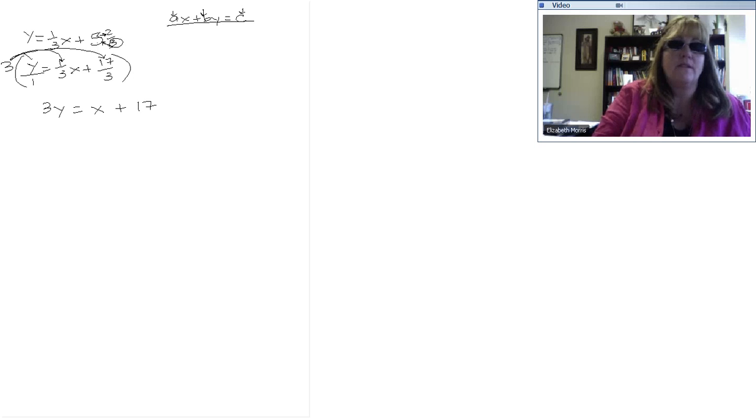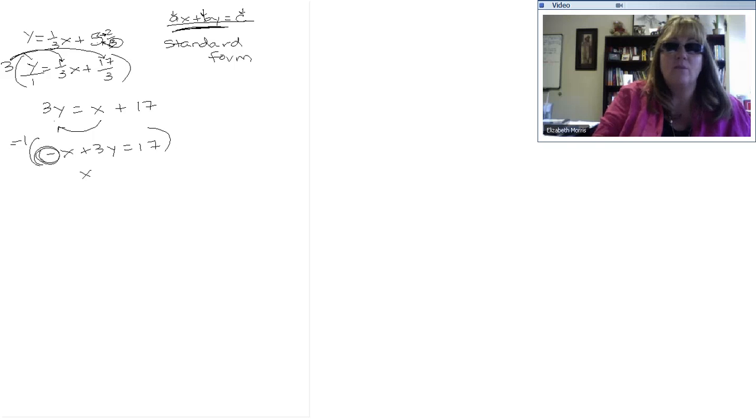this is crazy. I'm sorry, but this is what they want you to do. They want you to have it in this form. If they say standard form, remember this is standard form. We can move this x over, so we get negative x plus 3y equals 17. But standard form doesn't allow the negative. So you have to multiply everything by -1 so that you get positive x, negative 3y, and negative 17.